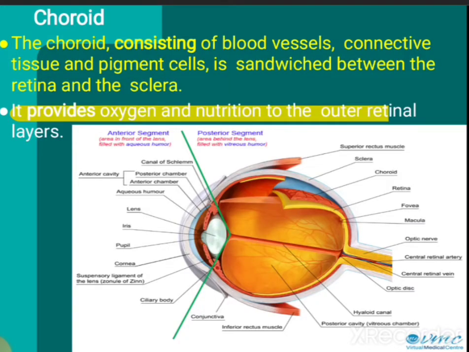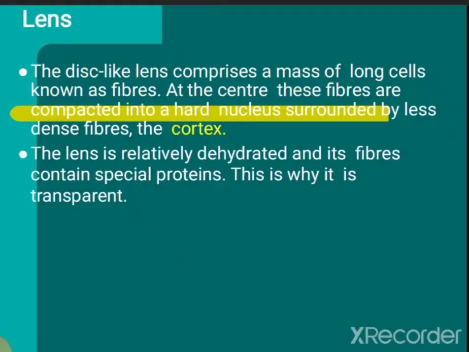Now the choroid. Choroid is the posterior part of the middle layer of the eyeball, and it contains the blood vessels, connective tissue, and pigment cells which are sandwiched between the retina and the sclera. So it provides oxygen and nutrition to the outer retinal layers.